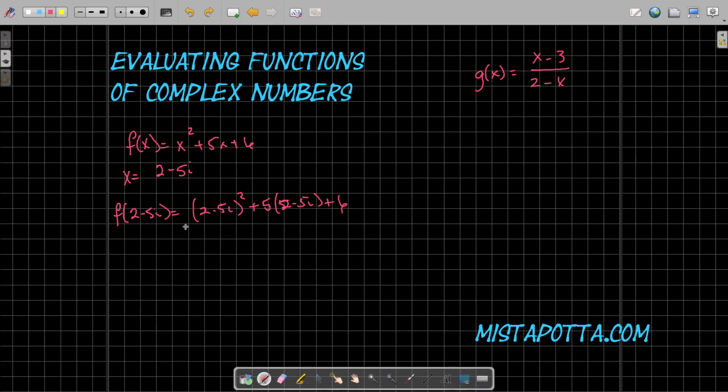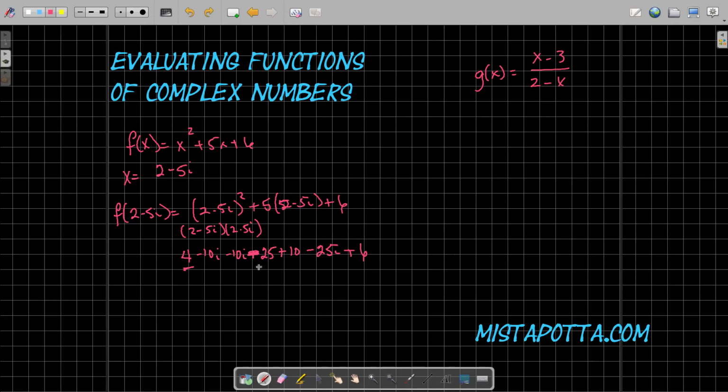And so here I've got a binomial. Remember, that's 2 minus 5i times 2 minus 5i. So that's going to be 4. I'm going to have the outer, which is minus 10i. I'm going to have the inner, minus 10i. And the last, which is minus 25, because it's really plus 25i squared. I've got 5 times this binomial, so plus 10 minus 25i, and then plus 6.